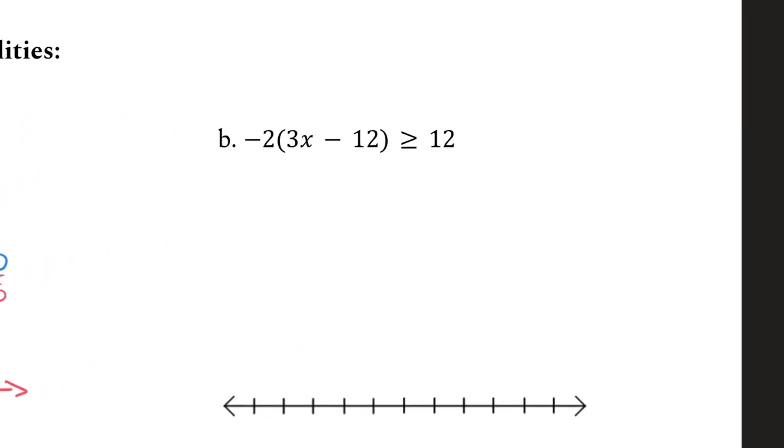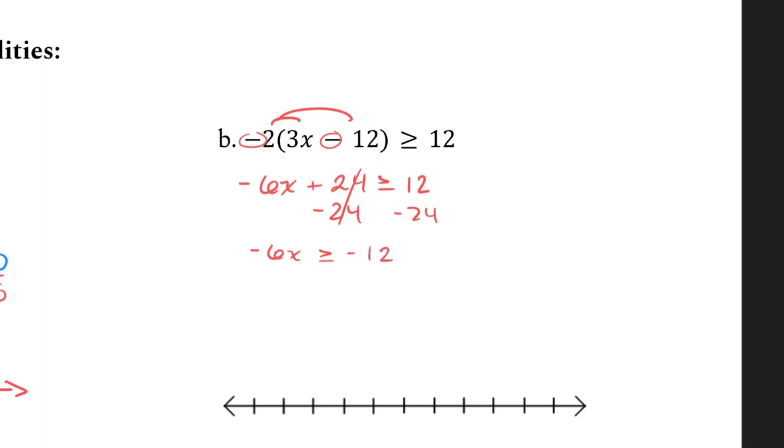All right, next one. Now this one's a little bit easier, dealing with some smaller values here. Always distribute, so we get negative 6x. Now this needs to be plus 24 is greater than or equal to 12. Remember it's plus because you're multiplying two negatives together. Now easy question here, we'll just subtract 24 on both sides. We'll get negative 6x is greater than or equal to negative 12.